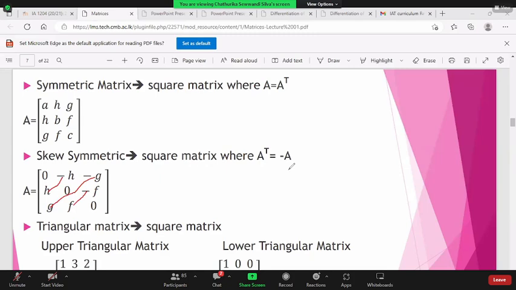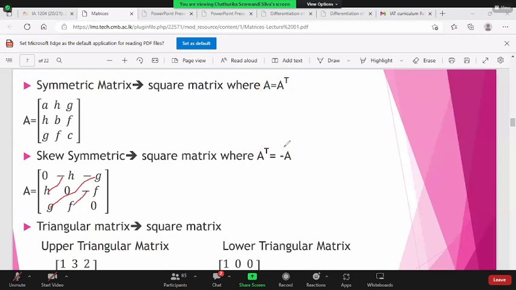Definitely within your final paper, this concept of symmetric and skew symmetric is there. Different types of questions can be given under the symmetric and skew symmetric matrix category, so you should have this knowledge with you. This shows the symmetricity, while this shows the skew symmetricity.